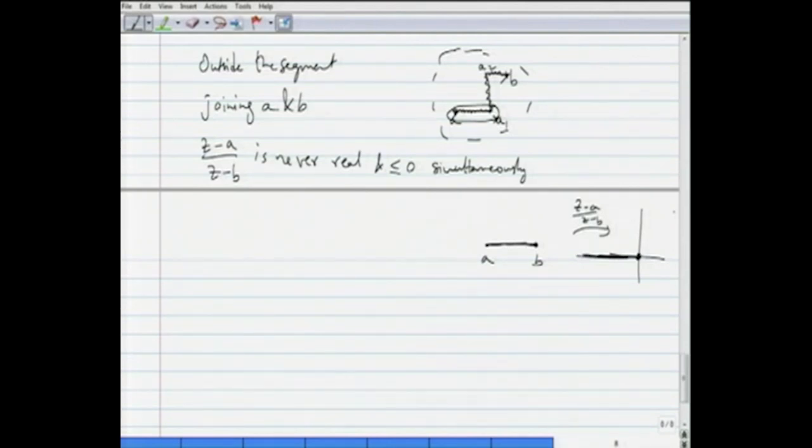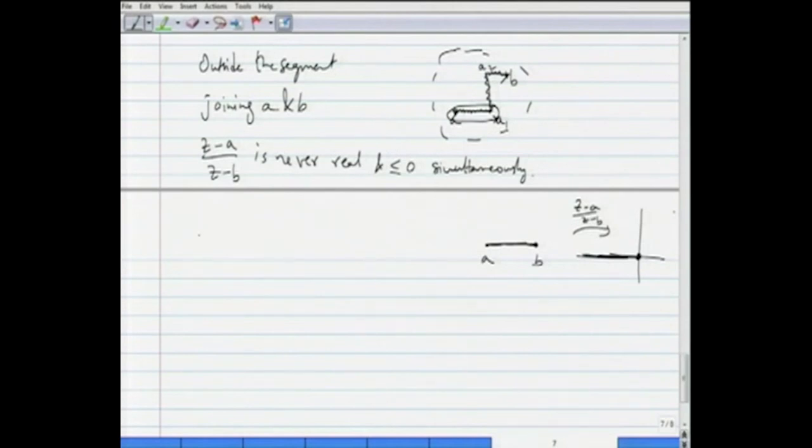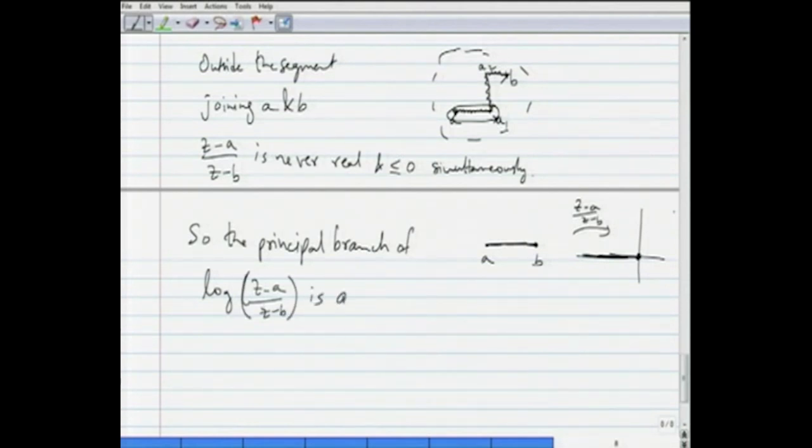If we ignore the line segment joining a and b, the points outside it are precisely mapped onto the complement of the negative real axis via the map z minus a by z minus b. And we know that when we remove the negative real axis, we can define an analytic branch of logarithm on the complement of the negative real axis. So I will take the principal branch of log of z minus a by z minus b, which is analytic on the complement of the line segment joining a and b.